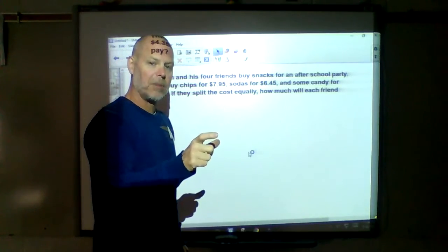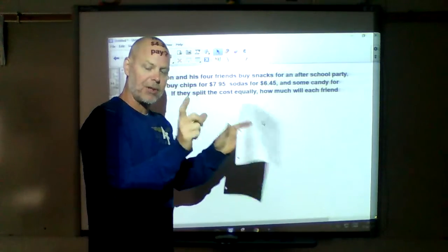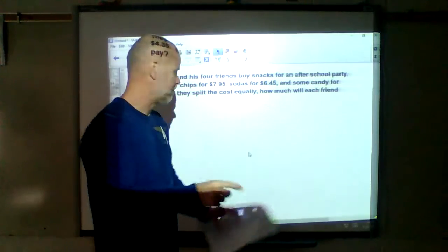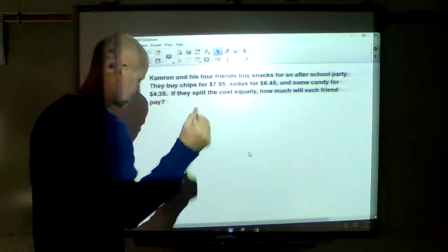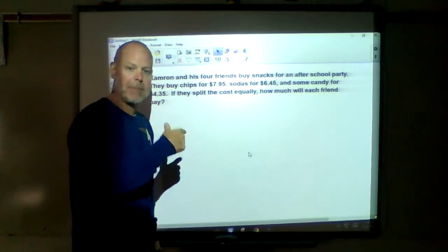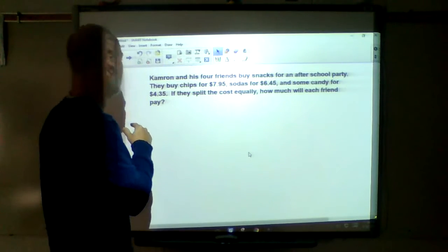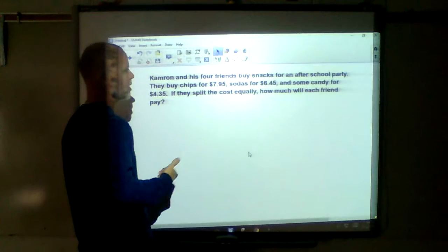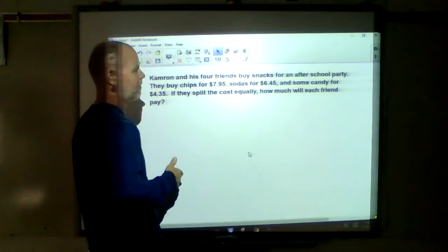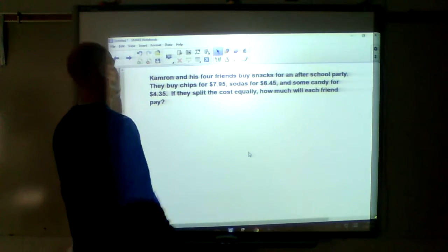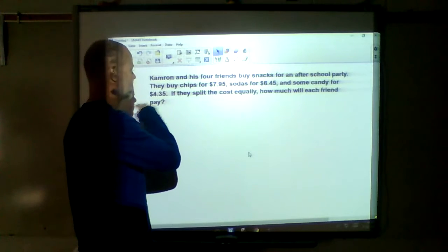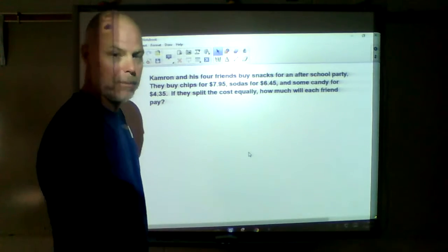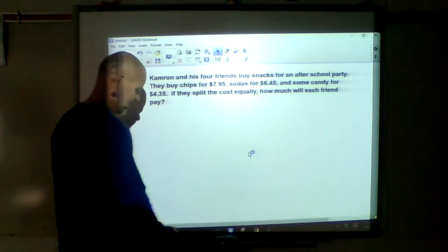Open up the form that is in the homework there. Open it up so you can see it in a tab side by side so you can follow along. You'll need pencil and paper so you can write this out for sure. Cameron and his four friends buy snacks for an after-school party. They buy chips for $7.95, sodas for $6.45, and some candy for $4.35. If they split the cost equally, how much will each friend pay?